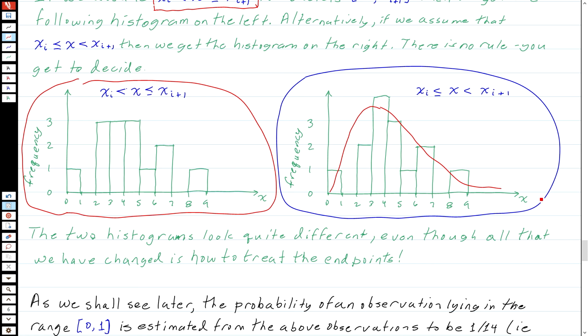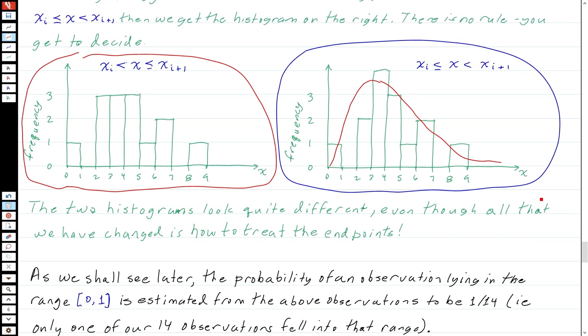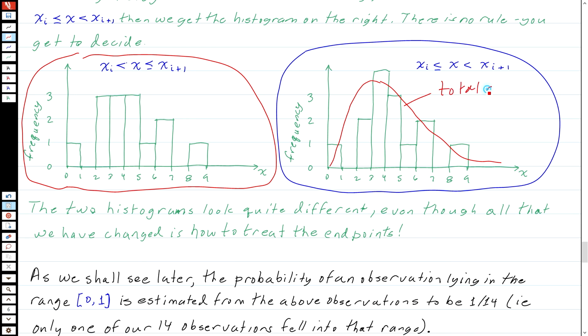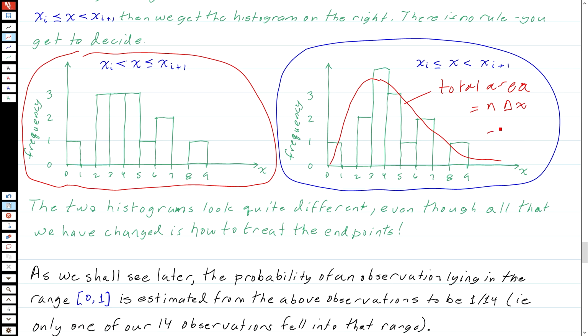Now there's a problem here, because if you look at that histogram and try to figure out the area underneath each of those, the sum of the areas under those blocks turns out to be equal to n delta x. So total area is the number of observations times the spacing. The spacing here is 1, and the number of observations was 14, so the total area in this case is 14. The first block is 1 by 1, that's area 1. The second block is 2 by 1, that's area 2. So I have the areas 1 plus 2 plus 4 plus 3 plus 1 plus 2 plus 1, which gives me 14.